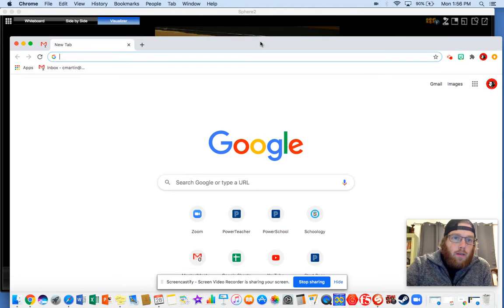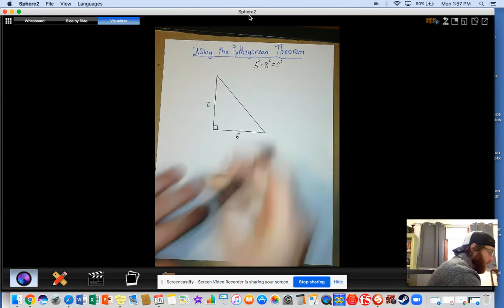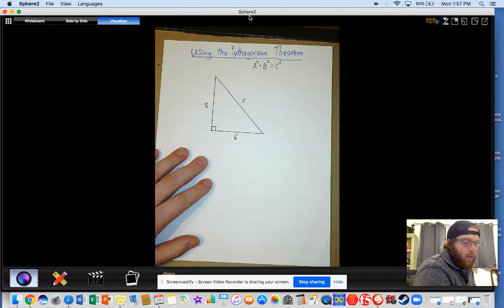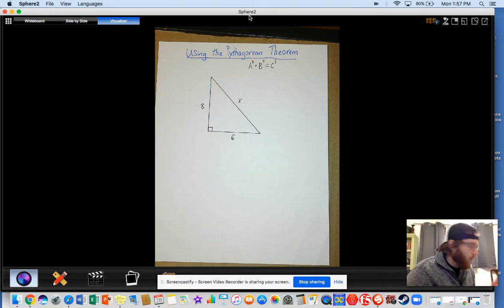Hey guys, I just wanted to take a moment to give you a video example of myself using the Pythagorean theorem to solve for this missing length right here. We'll call it x on this triangle. I understand we only really had that one class to work on it, and we'll probably only have one more class to work on it before we move on with our vector addition in physics.